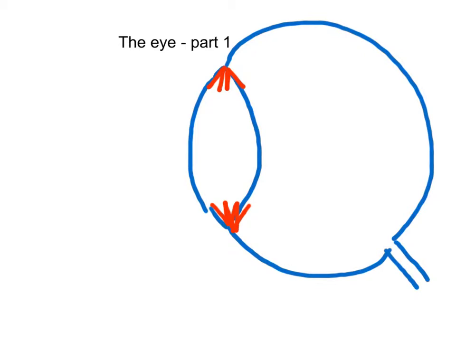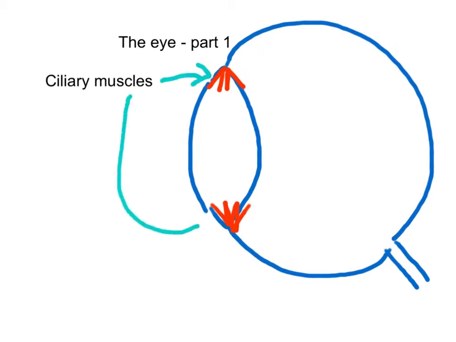Okay, let's start off. I'll draw a diagram of the eye. So we've got the lens of the eye, we've got the eyeball, we've got the optic nerve, and at the top and the bottom of the eye, we've got some muscles, I'm just going to draw in like this, which are called ciliary muscles. Here and here. And what the ciliary muscles do, essentially, is they crunch the eye down.